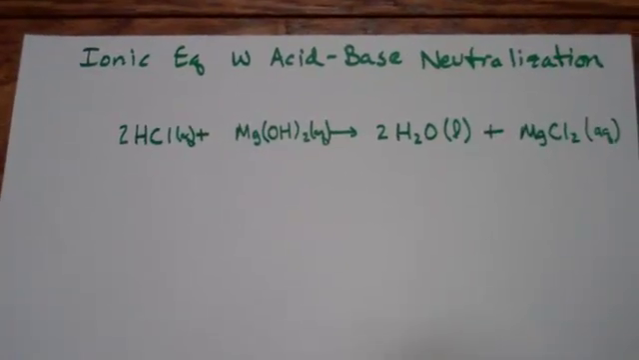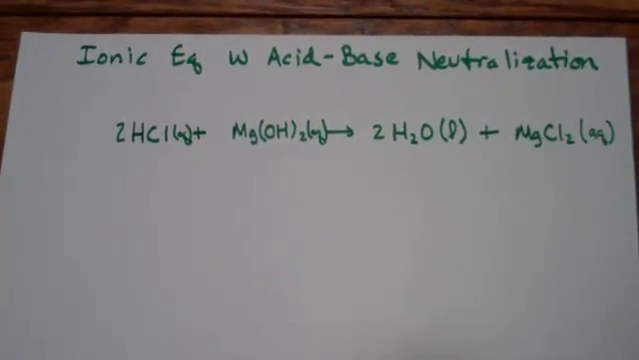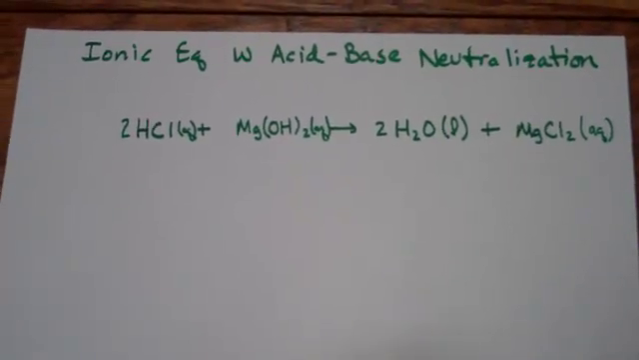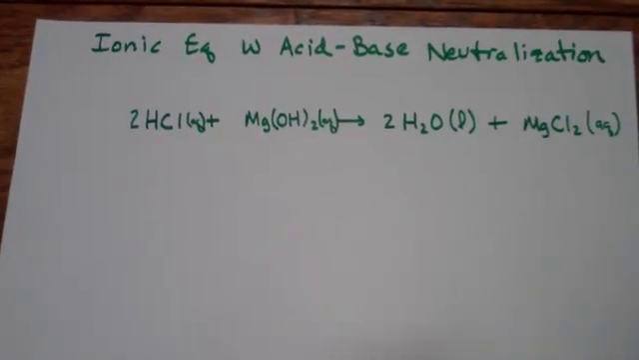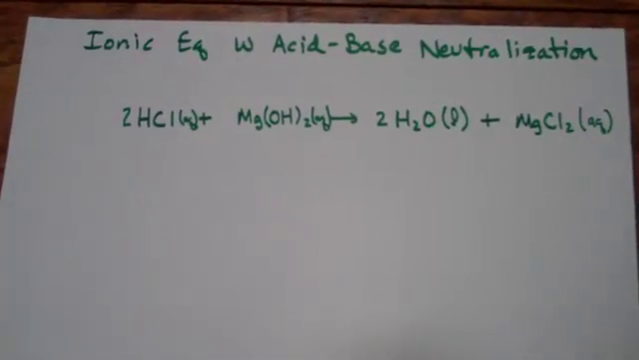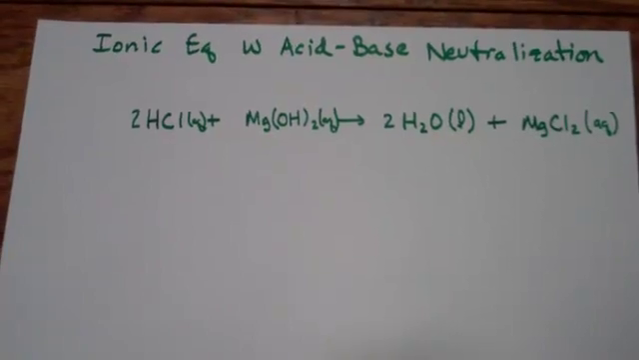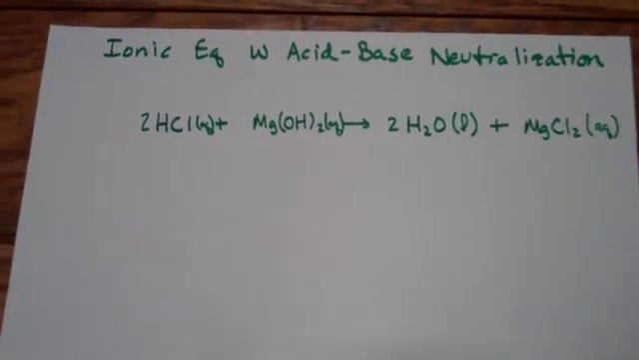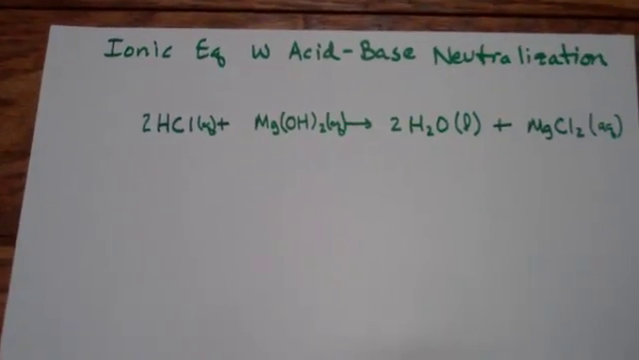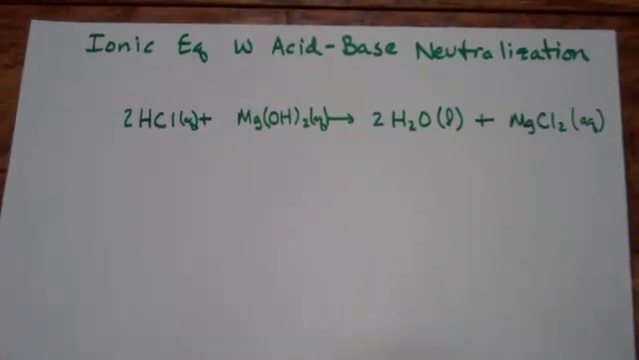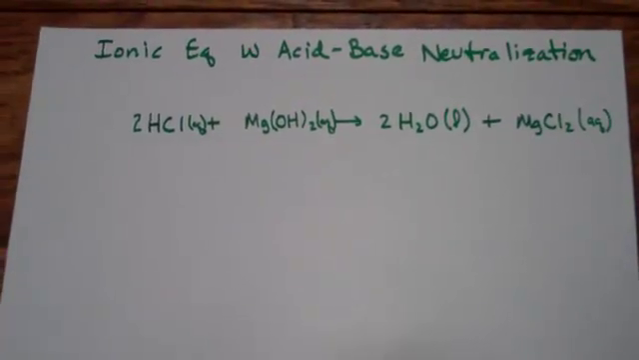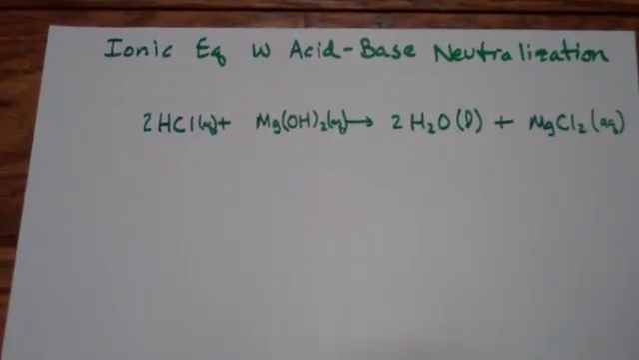Alright, so now we're going to do an ionic equation using an acid-base neutralization reaction. In this case, again, anything in the aqueous form is going to fall apart in the solution, and it's going to be able to float around until the molecules react with each other. In this case, you're going to get the acid and the base to come together to form water and the salt. So we've got water as our product and salt as the product.